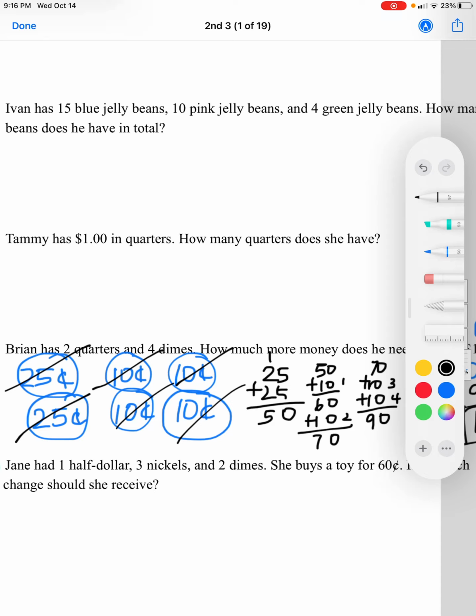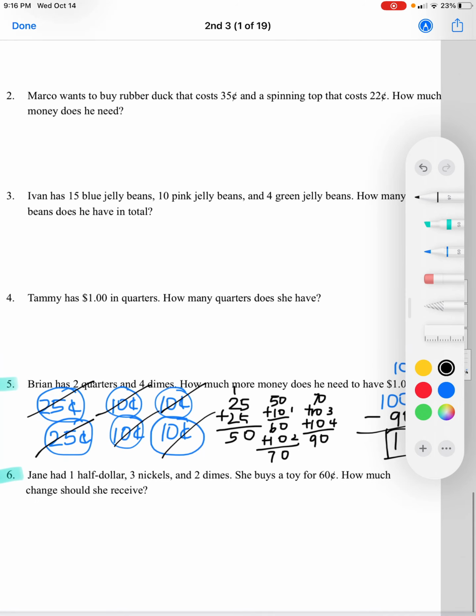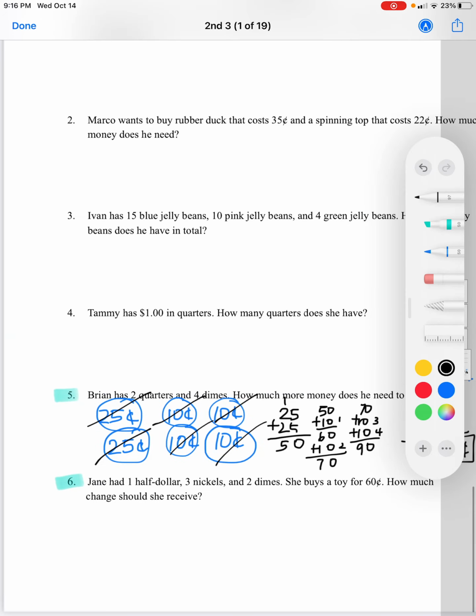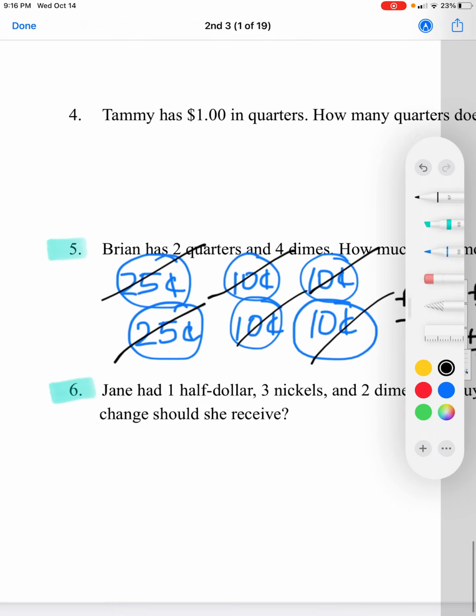It says, Jane had a half dollar, 3 nickels, and 2 dimes. She buys a toy for 60 cents. How much change should she receive? Or like how much money will she have left? And you'd say change if she gave the cashier a half dollar, 3 nickels, and 2 dimes. And the amount of money she's getting back from the cashier would be the change.